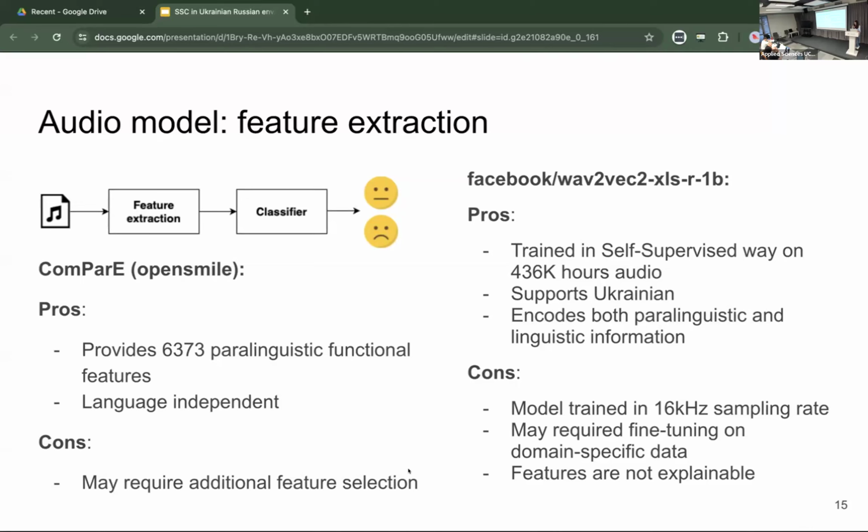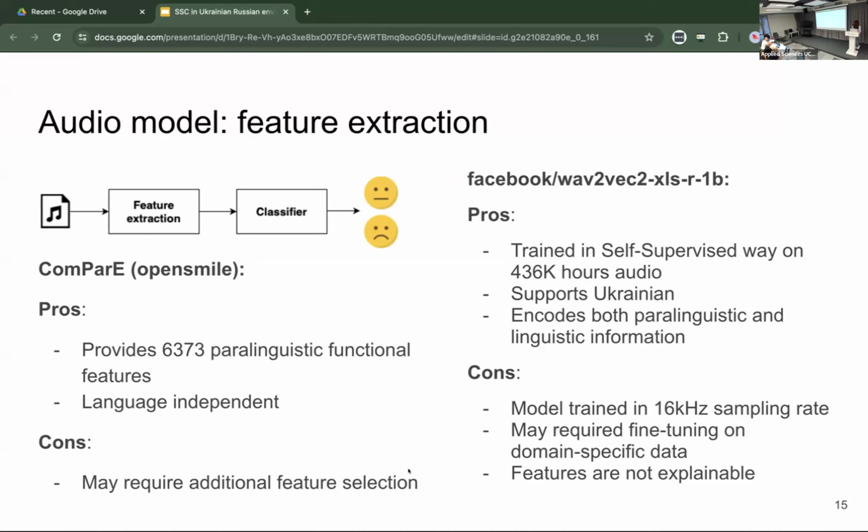Another approach is to use the Wav2Vec model, which is trained in a self-supervised way on a large amount of audio. It's trained to reconstruct masked audio. And it also supports the Ukrainian language, which is good for us, this XLSR model. And another positive is that it encodes both paralinguistic and linguistic information. So theoretically, we may not lose the component of the text. Yeah, but the main drawback of this model is that it's trained at a 16 kilohertz sampling rate, and our data is at an 8 kilohertz sampling rate.